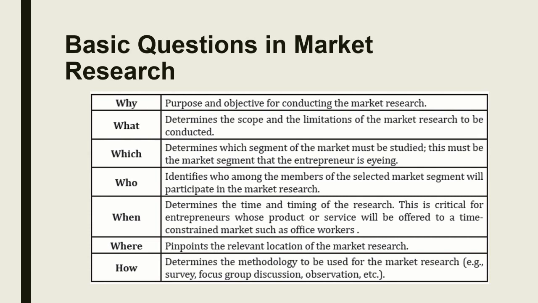Next is who. So this identifies who among the members of the selected market segment will participate in the market research. Next is when. So this determines the time and timing of the research. This is critical for entrepreneurs whose product or service will be offered to a time-constrained market such as office workers. Next is where. So this pinpoints the relevant location of the market research. And last is how. So this determines the methodology to be used for market research.